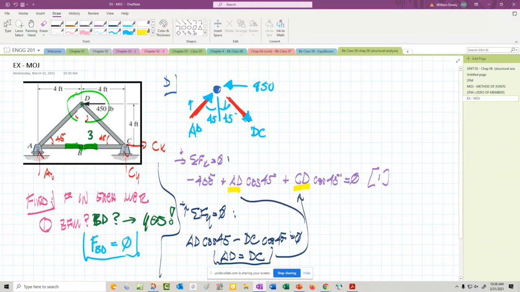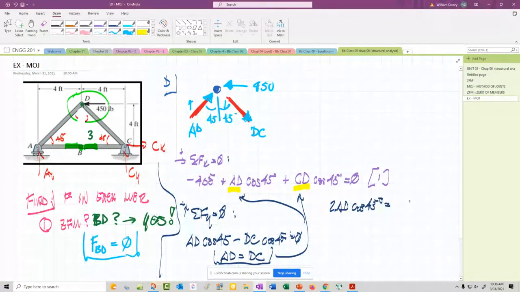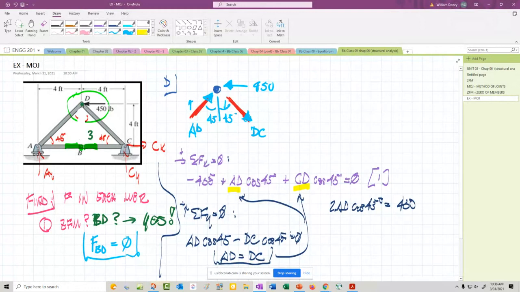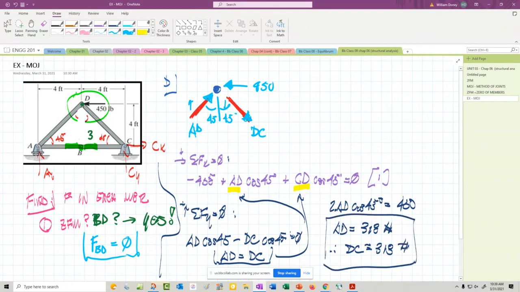But if I put that back up into there, that will give me basically 2 AD cosine 45 equals 450. And I find out that AD equals 318, and therefore DC equals 318. And we are dealing in pounds. There is my solution. I have those two. All right, questions on that to get to that point?